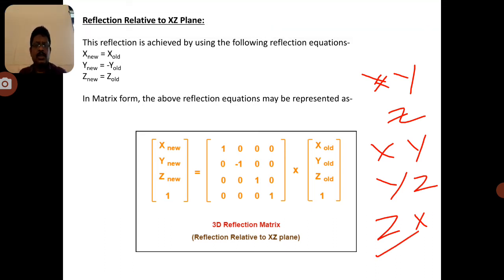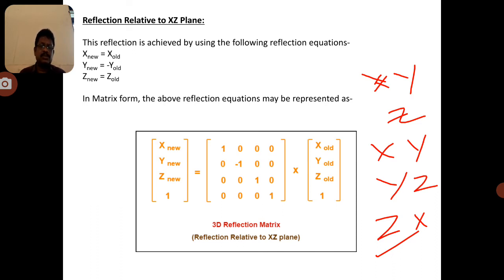Now the reflection relative to the zx or the xz plane is nothing but there is no impact on the x axis and the z axis. The impact goes to the y axis. So that's why y new equals minus y old, and the remaining x new equals x old and z new equals z old. So in the reflection relative to the xz plane, there is no impact on the x and z axes. The impact goes to the y axis only. The y new equals minus y old.